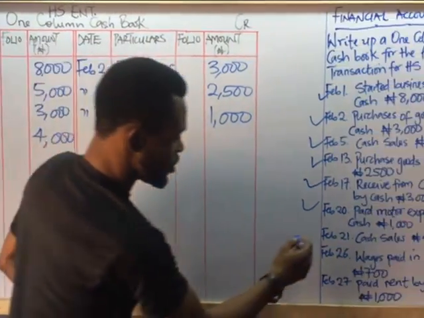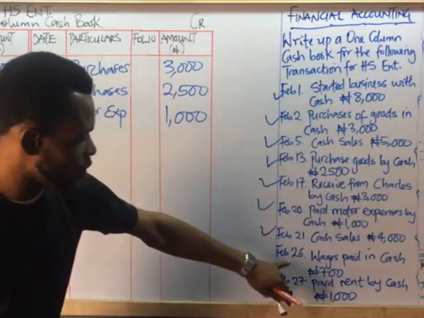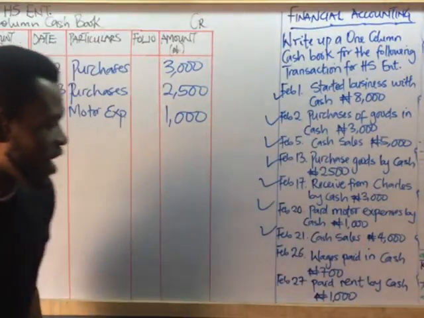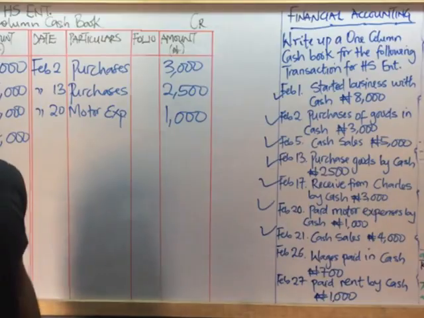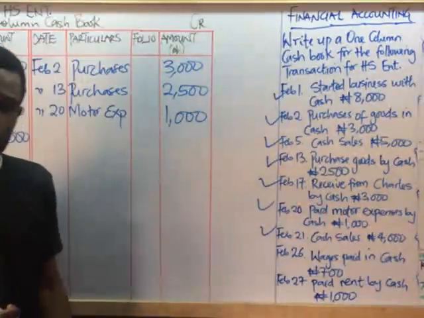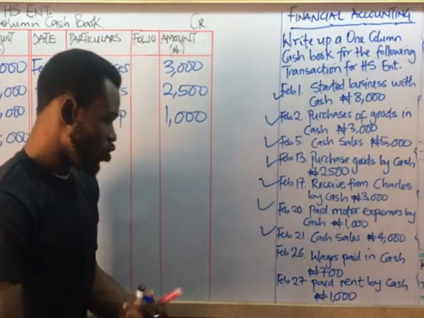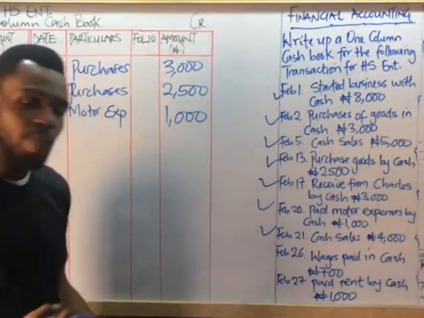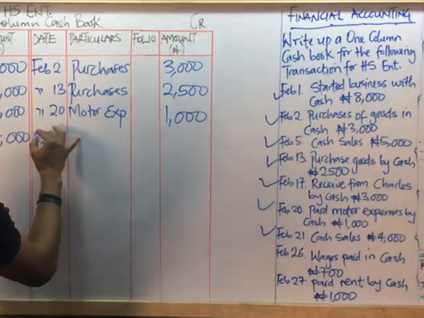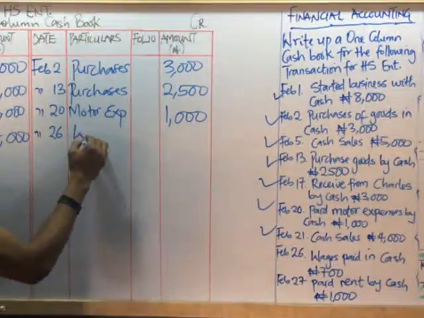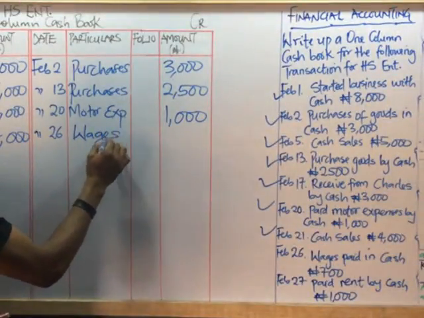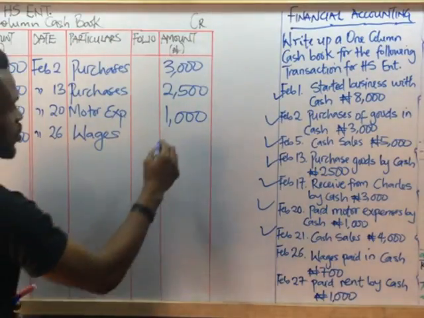Okay, so we'll proceed to the next question. February 26, wages paid in cash, 700 naira. You paid for wages in cash. You paid, so something went out of you. You paid with cash, 700. What did you pay for? For the wages. So we have February 26, we have wages. And how much is the wages? 700.